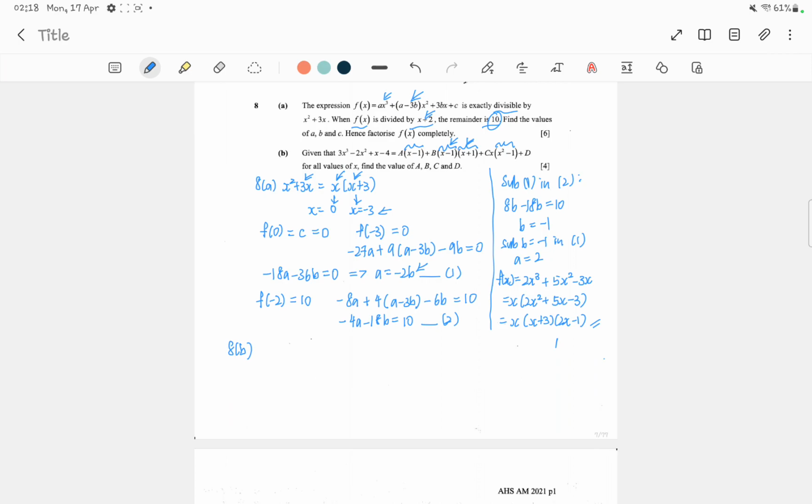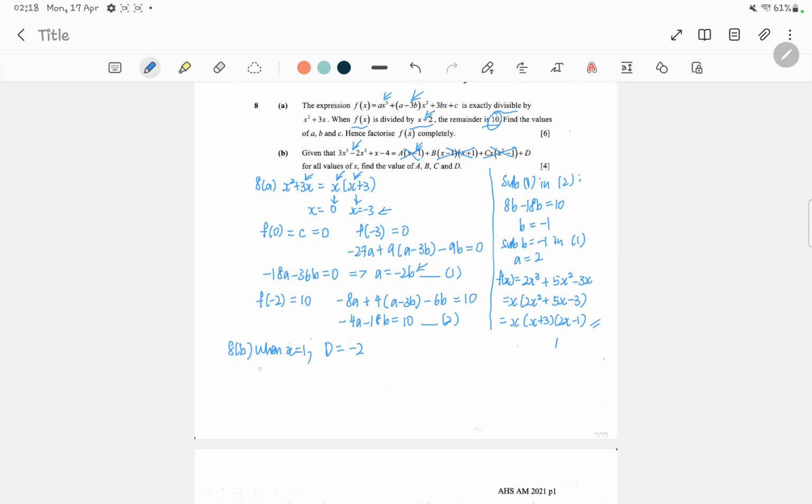Once you have exhausted making all the linear factors 0, then you move on to compare the coefficients of the terms if needed. So here I'm going to substitute x equals 1, which means that this is gone. Same for this as well. Then I get d, substituting x equals 1 over here as well, it will be 3 minus 2 plus 1 minus 4, which means that d equals minus 2.